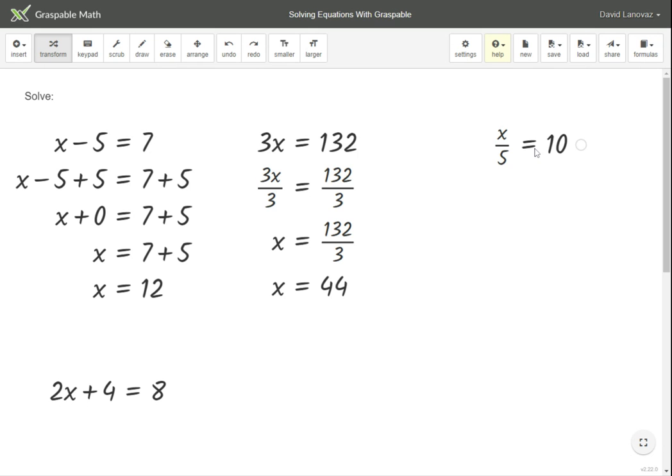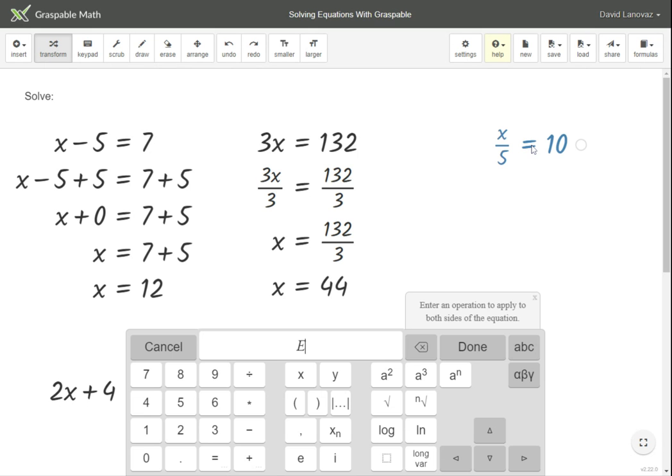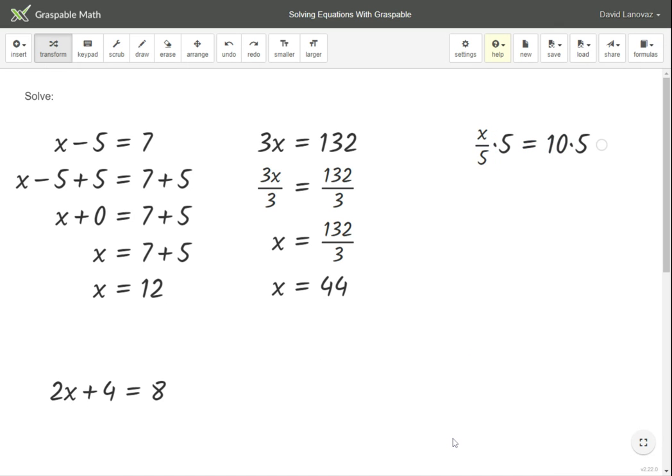Let's have a look at this next one. So again, I'm just going to press and hold on the equal sign. And then the calculator pops up. x is being divided by 5. We want to undo a division by 5. We use the inverse operation, which is multiplication. Sorry, that's an x, not a multiplication. Multiplication is the star here. So we're going to multiply by 5, hit done, and it will multiply both sides of the equation by 5 for us.